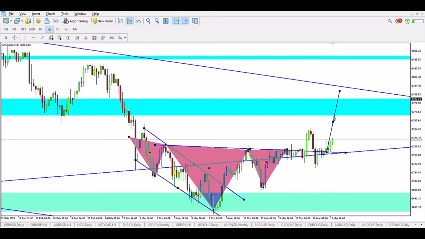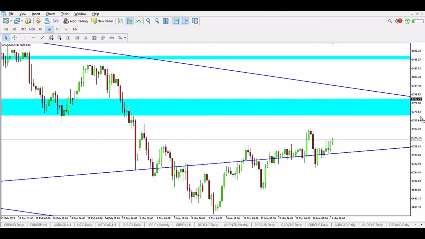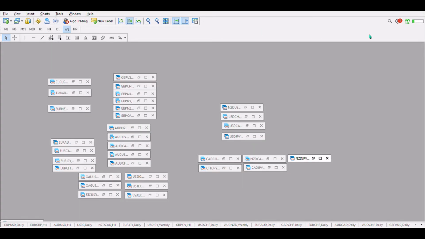You take the size of the head, you apply it after the breakout which was here, and you take profit somewhere in this area, but better a little bit earlier this time because we have a resistance area right here. Okay, and that's my short-term plan for the gold. Let's check some other pairs.